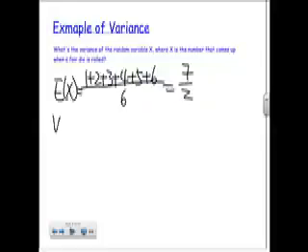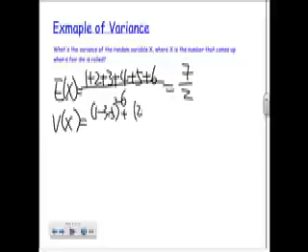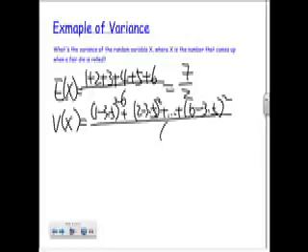Now we can calculate the variance. It would just be, by definition, (1 minus 3.5) squared, where 3.5 is the value of 7 over 2, plus (2 minus 3.5) squared, plus all the way to (6 minus 3.5) squared. The whole thing is divided by 6, because that is the probability of each outcome, and that will give us a value of 35 over 12.